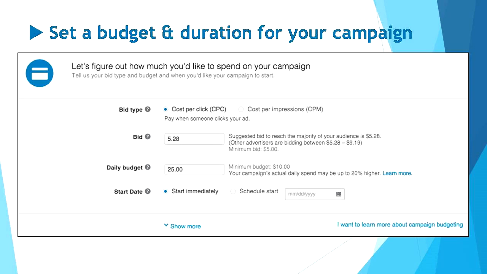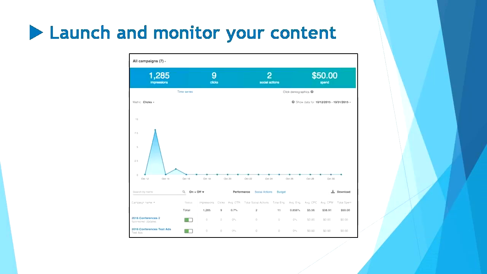You're allowed to select one of two different bid types, CPC, which stands for pay when someone clicks on your ad, or CPM, which stands for pay when someone sees your ad. And from there, the campaign manager will suggest a bid and daily budget. You can also customize the start date of the campaign as you like. And you're done. Simply click and launch your campaign.